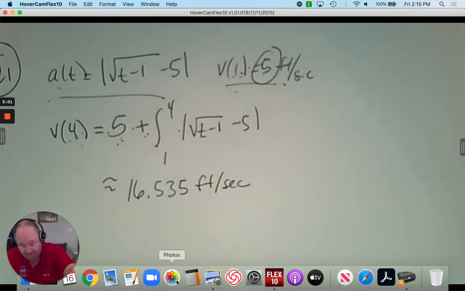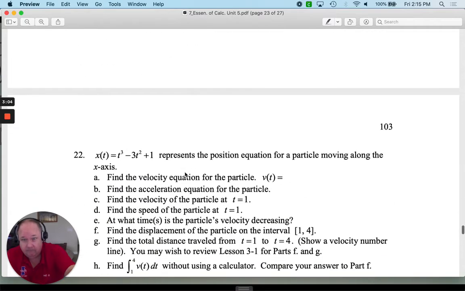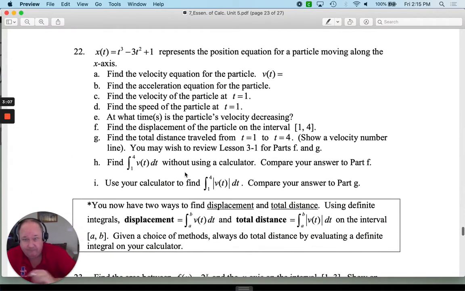22. This one's a long question. So we're given a position equation, t cubed subtract 3t squared plus 1, and it represents the position moving along the x-axis horizontally. So we're going to start answering the questions that are asked. Can you find the velocity of it? That's actually pretty simple. It's 3t squared subtract 6t. That's just the derivative.